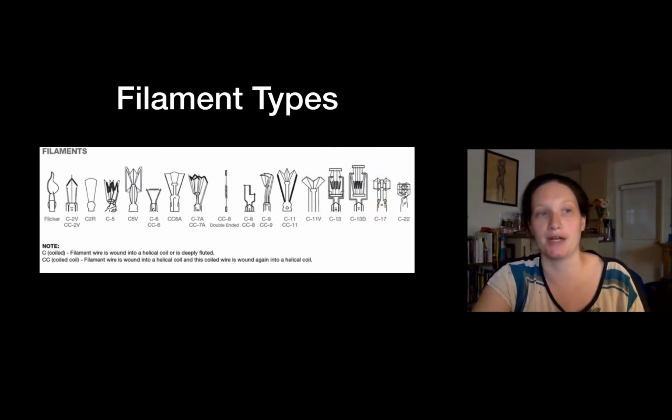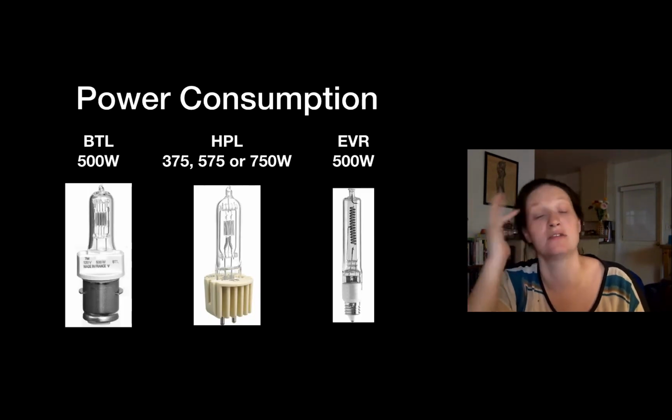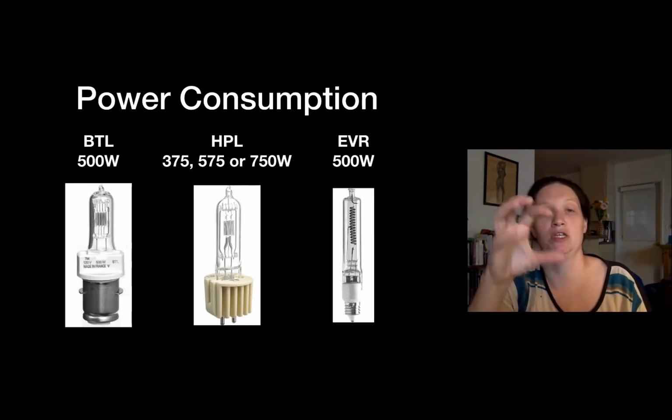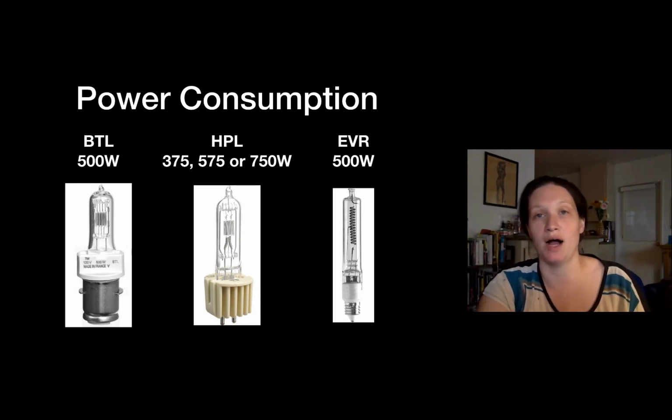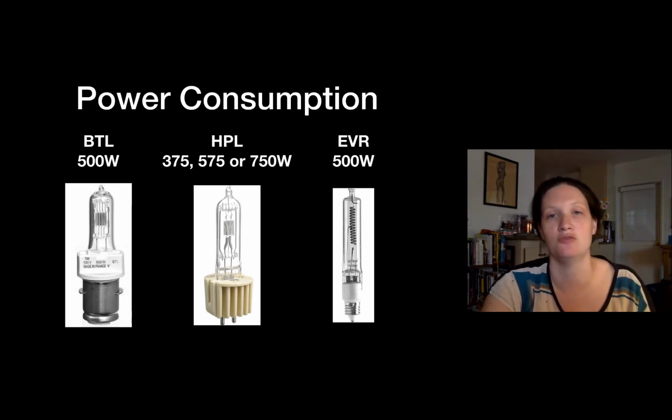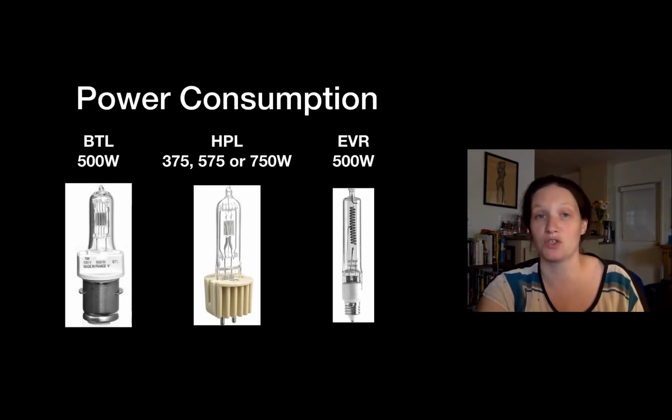And that makes it brighter and also takes up less space. And we'll see that on this page, right? These are 3 lamps that we might find in the wild in our theater. So a BTL is 500 watts, an HPL, that's what we use for a Source Four.